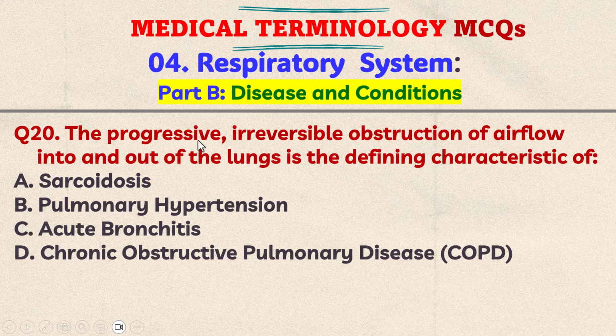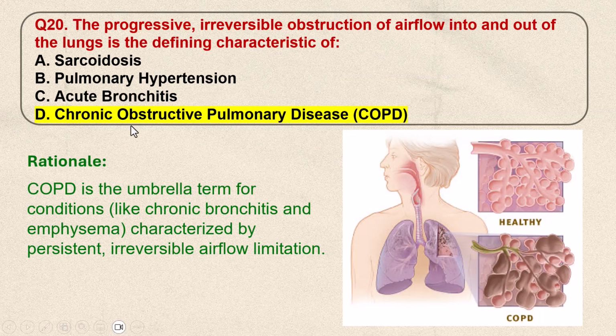Question number 20. The progressive irreversible obstruction of airflow into and out of the lung is the defining characteristic of A, sarcoidosis, B, pulmonary hypertension, C, acute bronchitis, D, chronic obstructive pulmonary disease, COPD. Think the answer. The correct answer is D, chronic obstructive pulmonary disease. You can see this is the healthy lung alveoli and bronchioles. Here you can see the destroyed alveoli in COPD. COPD is the umbrella term for conditions like chronic bronchitis and emphysema characterized by persistent irreversible airflow limitation.